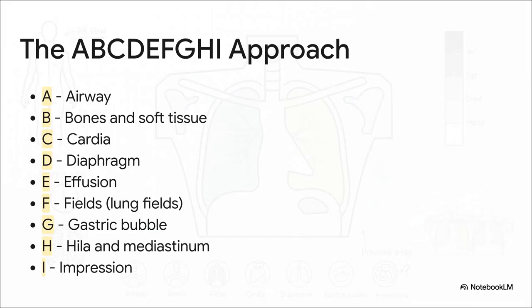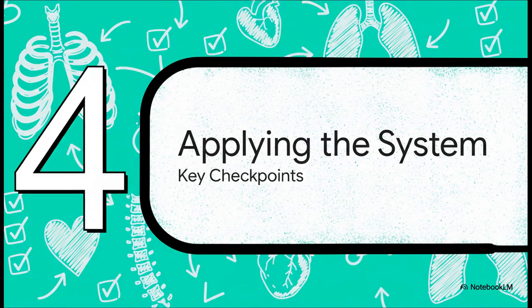And this is it, the ABCDEFI approach. I know, it looks like a lot, but this checklist is an absolute game changer. You start with the airway, then the bones, then the cardia, or heart, and here's the genius of it. It forces you to look at all the stuff around the lungs before you even get to the main event, the lung fields. It stops you from falling into that classic trap of spotting one thing and then missing 5 others. A system's only as good as its application, right?